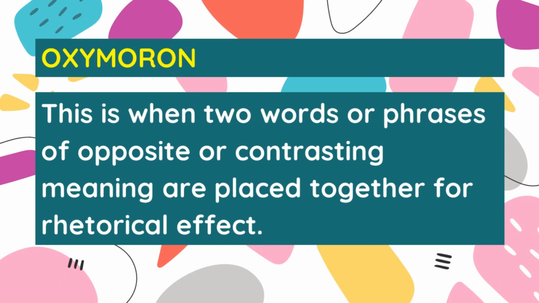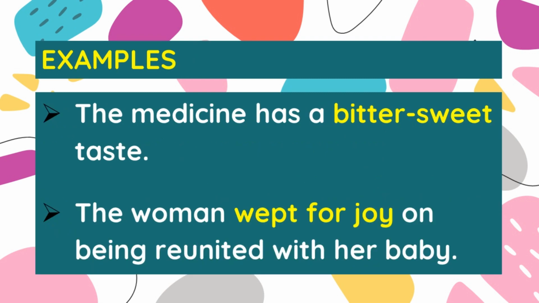Oxymoron. Oxymoron is when two words or phrases of opposite or contrasting meaning are placed together for rhetorical effect. Examples: the medicine has a bitter-sweet taste. The woman wept for joy on being reunited with her baby.